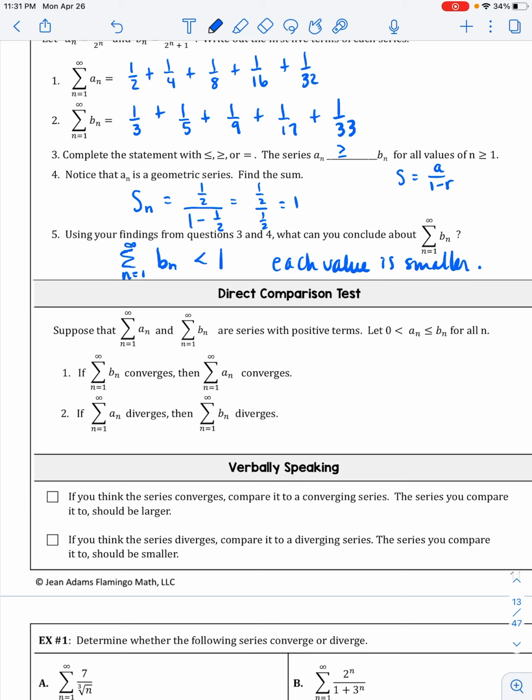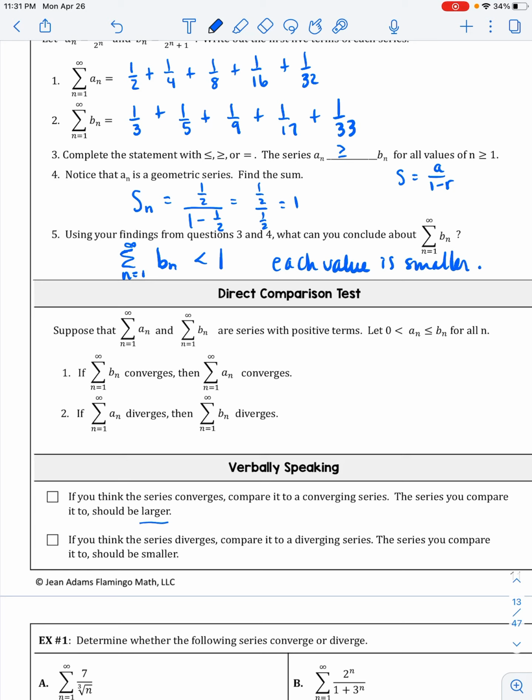So now the direct comparison test. Suppose that the summation n equals 1 to infinity of a sub n and n equals 1 to infinity of b sub n are series with positive terms. Let a sub n be greater than 0 but less than or equal to b sub n for all n. So you can think of it as, if the largest one converges, then the one that they're comparing it to that is smaller converges. And if the smaller one diverges, then the larger one diverges.